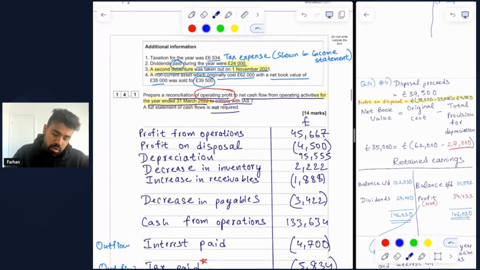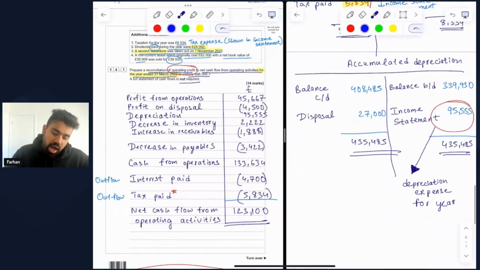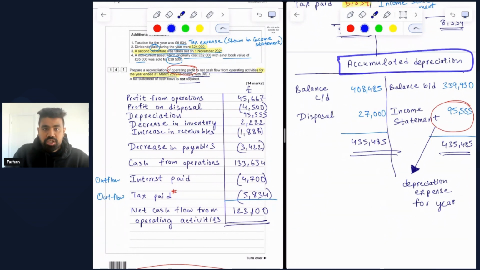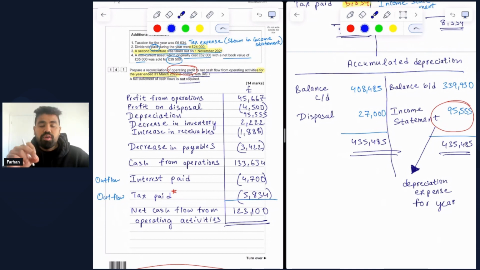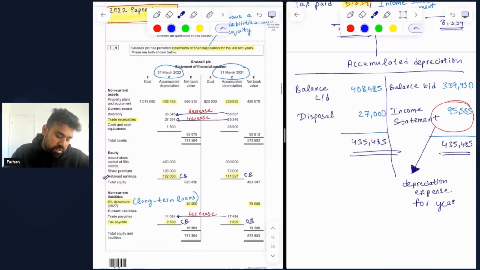Let me show you. I have prepared a ledger account, or a T account, for accumulated depreciation. Accumulated depreciation is a contra asset account. This contra asset account will always have an opening balance on the credit side, as you can see down here, and will always have a closing balance on the debit side. Now, where did I get these balances from? Let's go to the statements of financial position.